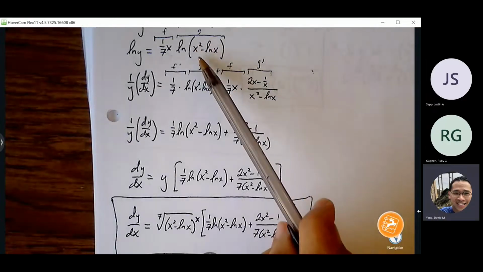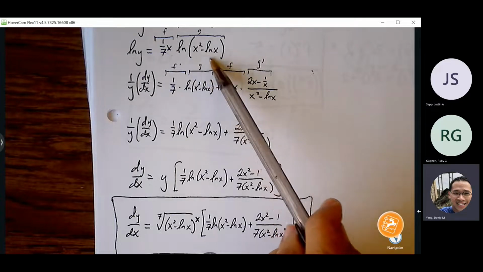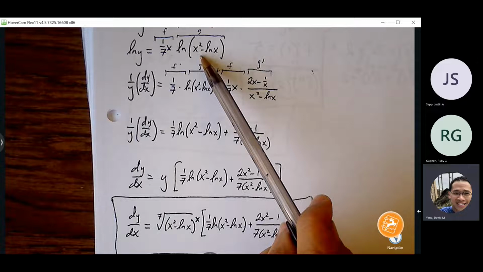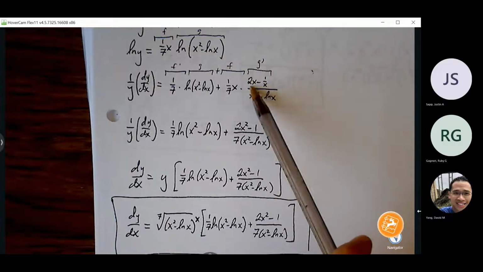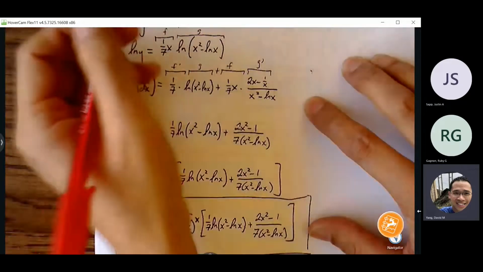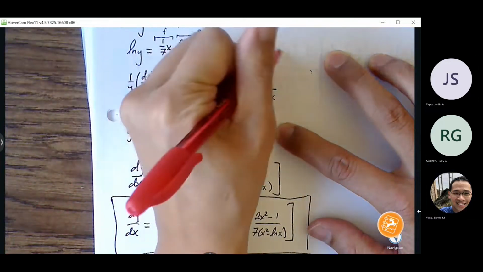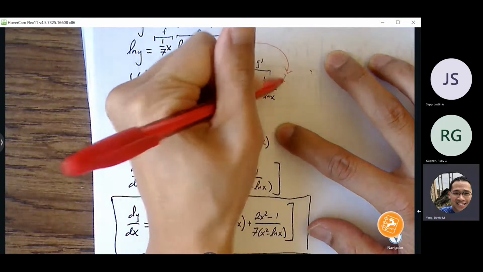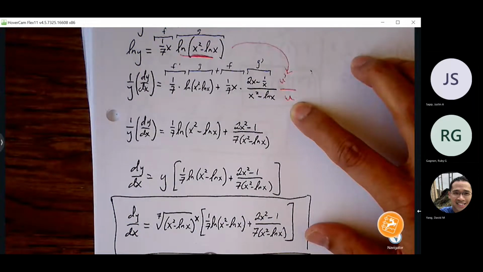Okay, G prime, I did U prime over U. So U prime, the derivative of x squared minus natural log of x is 2x minus 1 over x. So U prime is going to be stuck here all over my U value. I'll point to that. You got U prime over U. Okay, does that make sense?